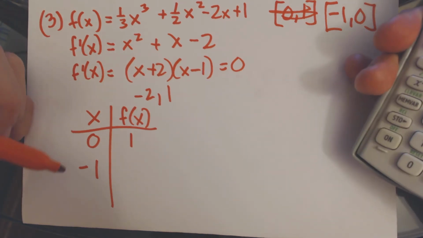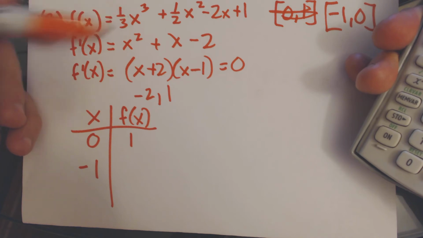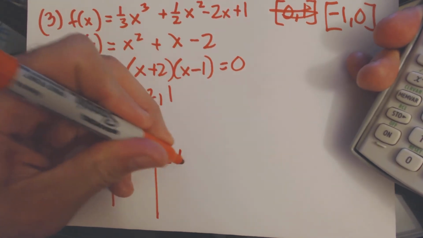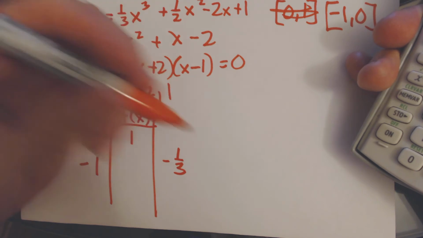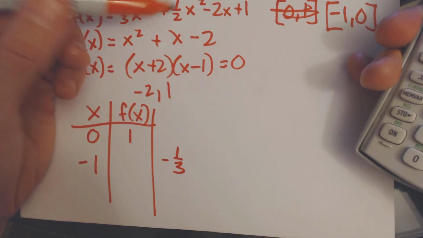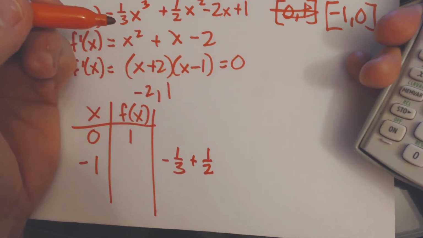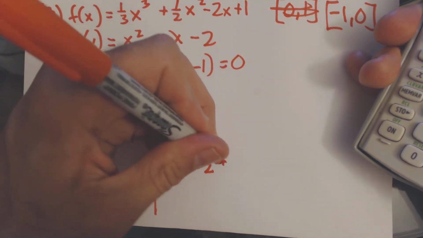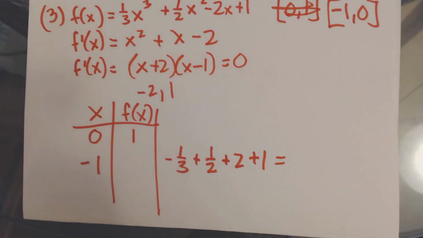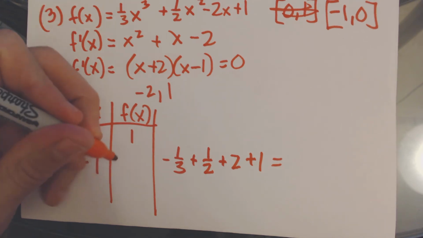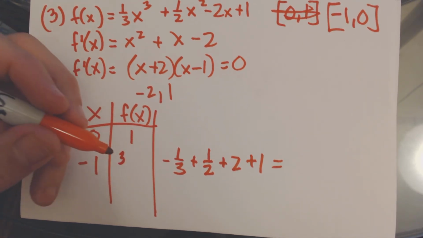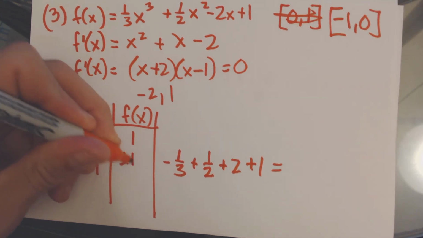And then if we plug in negative 1, we're going to get negative 1 cubed, which is negative 1. So we get negative 1/3 plus negative 1 squared is 1 times 1/2 is plus 1/2. Negative 2 times negative 1 is positive 2, plus 2 plus 1 equals, let me use the old calculator, equals 3.17 roughly.